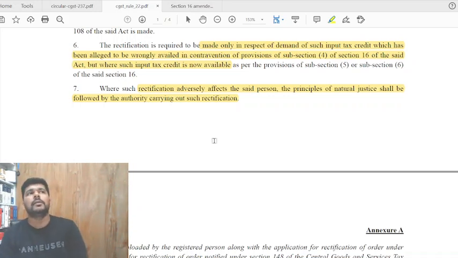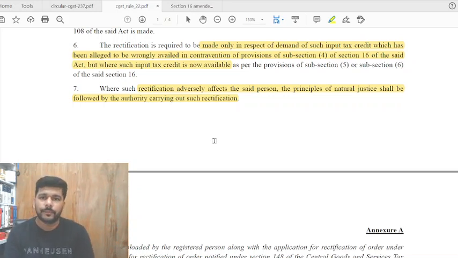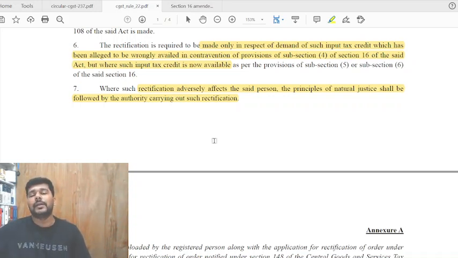Now friends, here I would like to take a minute to discuss what can be a possibility otherwise. Suppose your earlier adjudication was not limited to only the 16.4 claim. Your adjudication had multiple aspects, including the 16.4 case. So what they are saying is that if the application made under this rectification mechanism is going to cause any loss to the taxpayer.